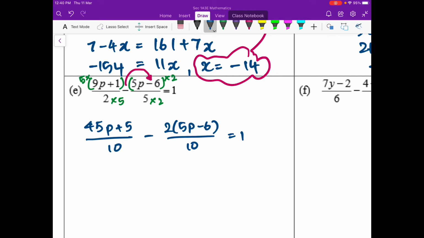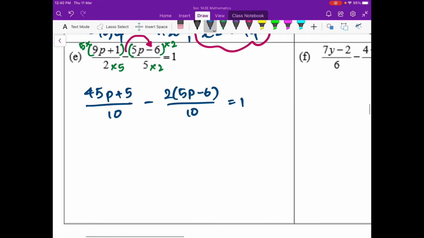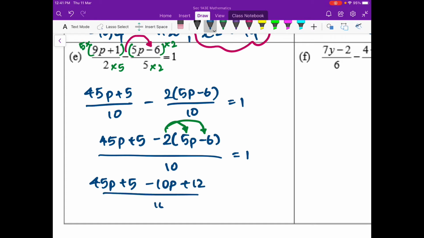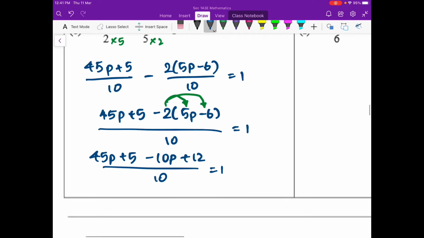So once the denominators are the same, then I get to combine them. 45p plus 5 minus 2 times of 5p minus 6. I don't expand yet. Divided by 10 equals to 1. Only now when they are combined, then I expand. And then it is clear now that it should be positive 12 instead of negative 12. So in summary, 45p plus 5 minus 10p plus 12 over 10 equals to 1. So lack of space, I'll just continue on the other side.